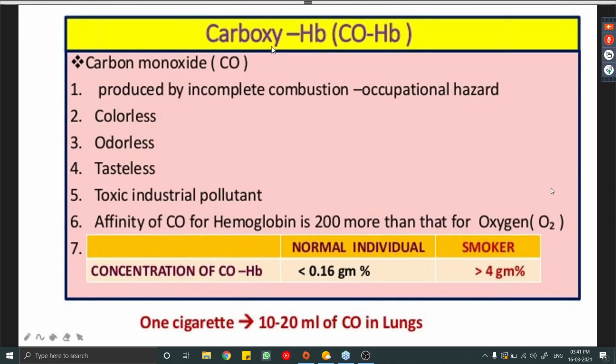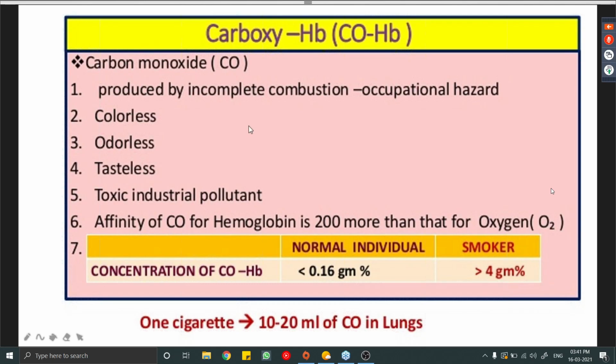Now comes carboxyhemoglobin. Carbon monoxide is a colorless, odorless, tasteless gas which is produced as a toxic industrial pollutant, and it has an affinity for hemoglobin 200 times more than that of oxygen. The normal carbon monoxide concentration is less than 0.16 gram percent, whereas in smokers the levels are quite raised.